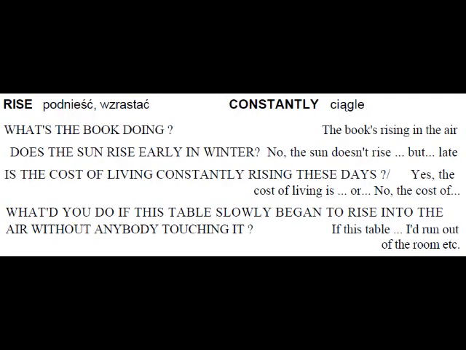Rise, constantly. What's the book doing? The book's rising in the air. Does the sun rise early in winter? No, the sun doesn't rise early in winter, but it rises late. Is the cost of living constantly rising these days? Yes, the cost of living is constantly rising these days.